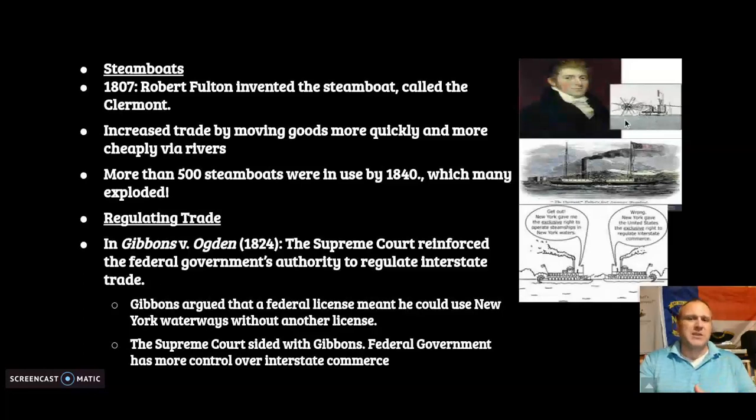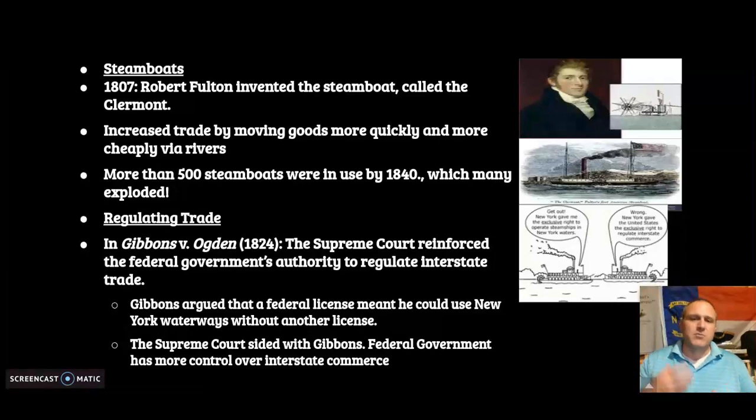So we're going to first cover steamboats because that was really the first thing. And right there, Robert Fulton creates this steamboat called the Clermont. And that increased trade by moving goods more quickly up and down the rivers rather than on horse and carriage. And by 1840, there were more than 500 steamboats in use. But I wanted to tell you something about the steamboats, right?